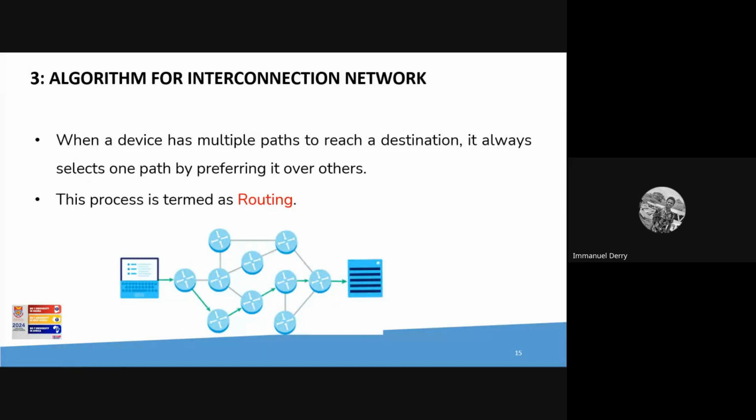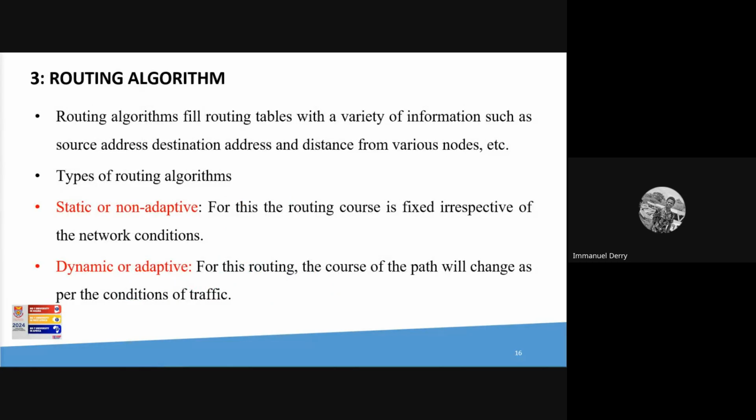So let's look at some of the routing algorithms for interconnected networks. These routing algorithms fill routing tables with a variety of information, such as the source address, destination address, and distance from various nodes, and many others. So in the process of routing, these are some of the things that are stored in a data structure called the routing table.